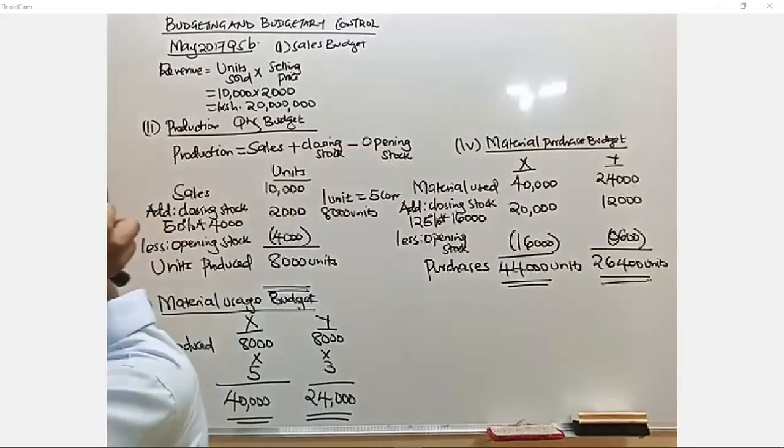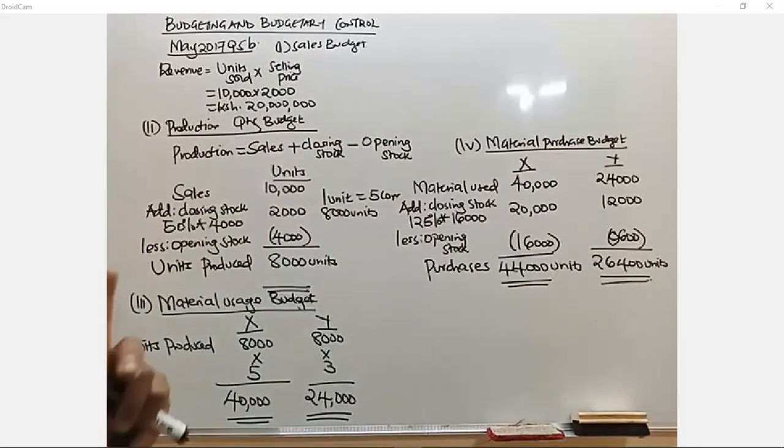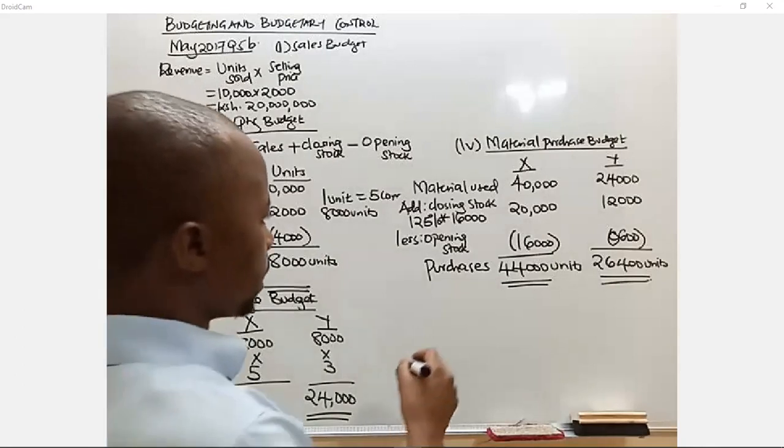26,400 units. That is how you are calculating the material purchase budgets. Then I can see we have another requirement, which is requesting us to do the direct labor budget. Number 5.